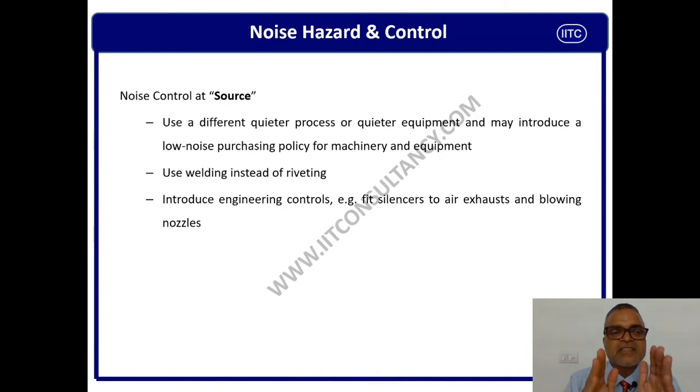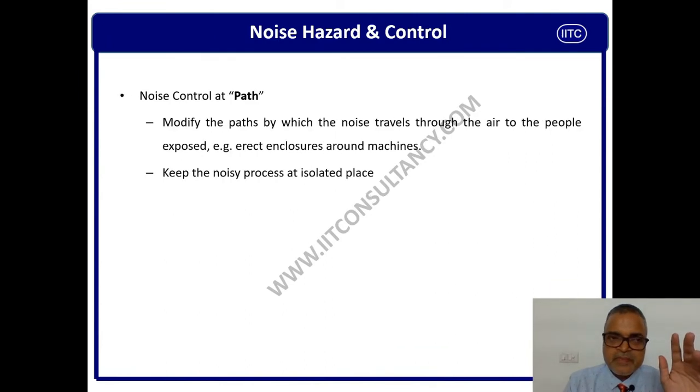Introduce engineering controls, for example, fit a silencer to air exhausts and blowing nozzles. So guys, these are a few examples of controlling the noise at source. There are many more things. Probably I can list out all the noise control methods, and I will put them in the description box. You can download the Excel sheet where you can find the different methods to control the noise at source.